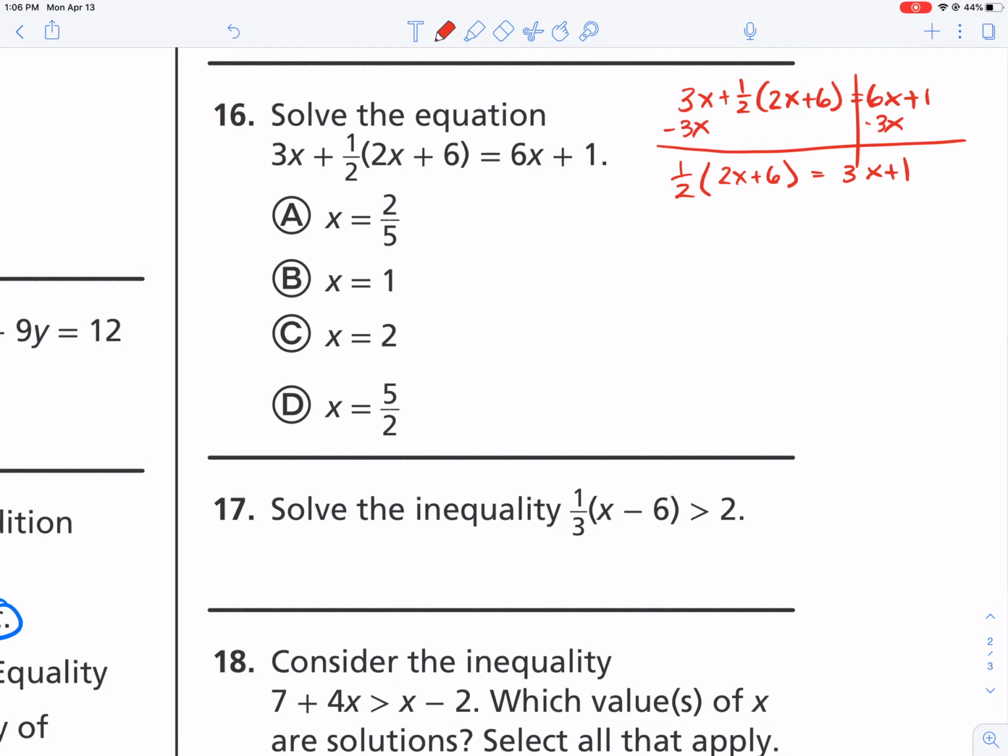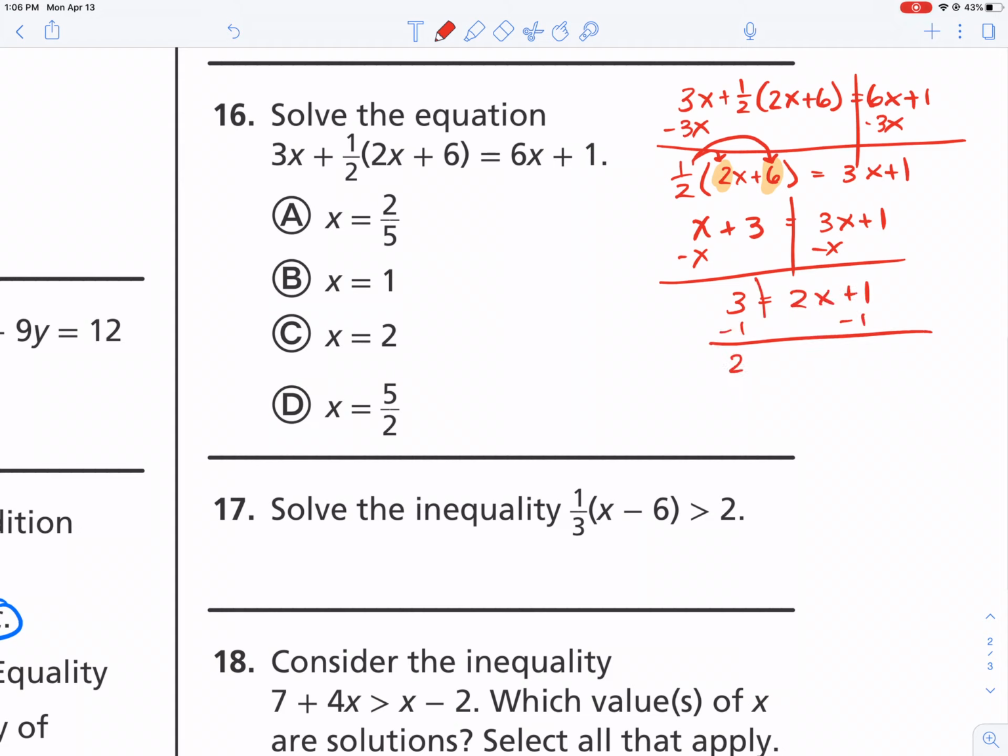Now you can go through and multiply by the reciprocal, but because this is a half and my number 2 inside my parentheses and my number 6 are both even, we could chop them in half. It should be pretty easy. So half of 2 is going to be 1, and in this case 1x. Then I say half of 6. Well, half of 6 is going to give us 3. So then I end up with x plus 3 equals 3x plus 1. I'm going to subtract x on both sides, and I get 3 is equal to 2x plus 1. I'm going to minus 1. I end up with 2 equals 2x, so I divide by 2, and x equals 1. So in this case, we end up with option B.